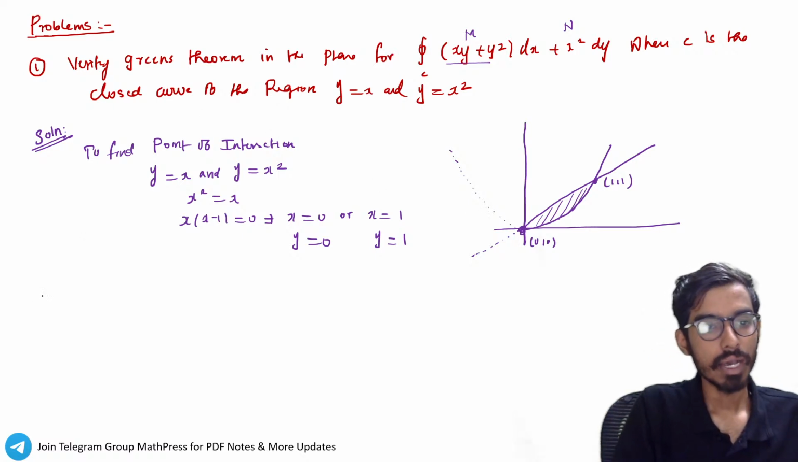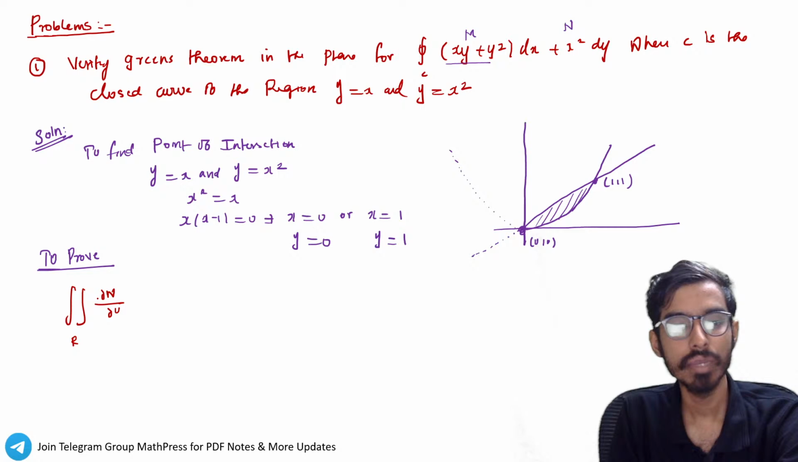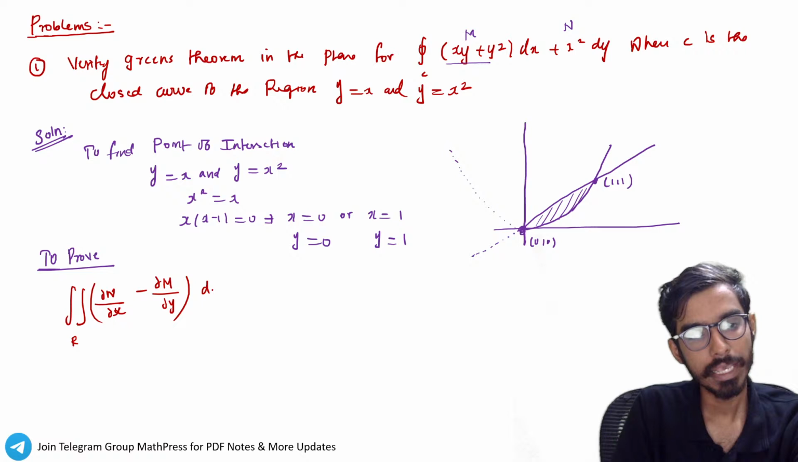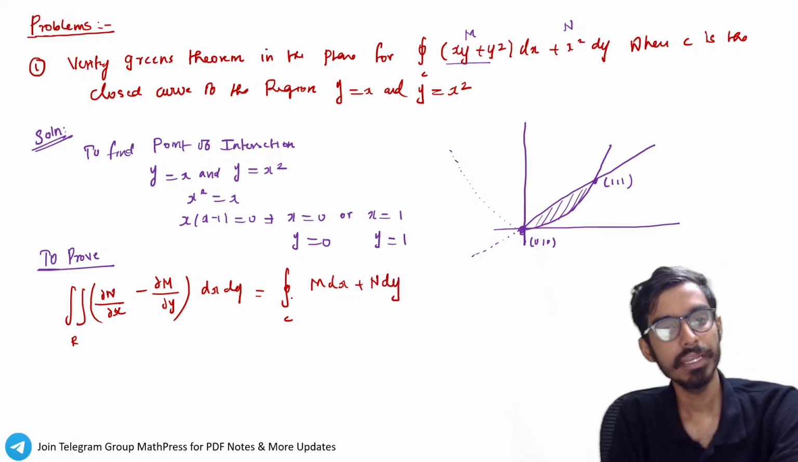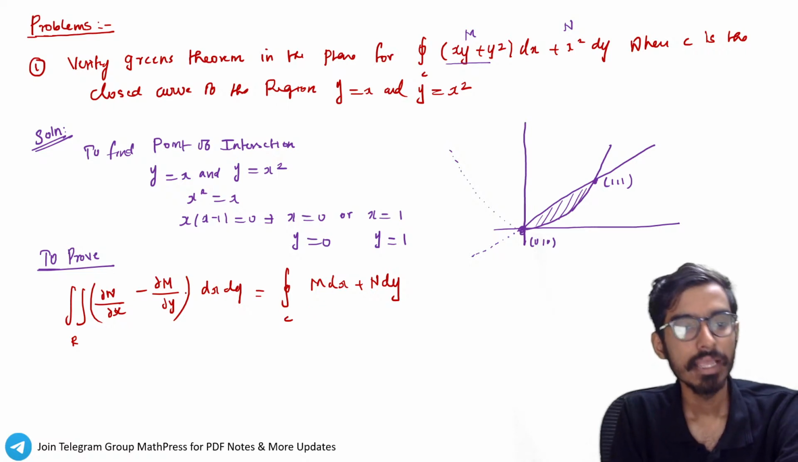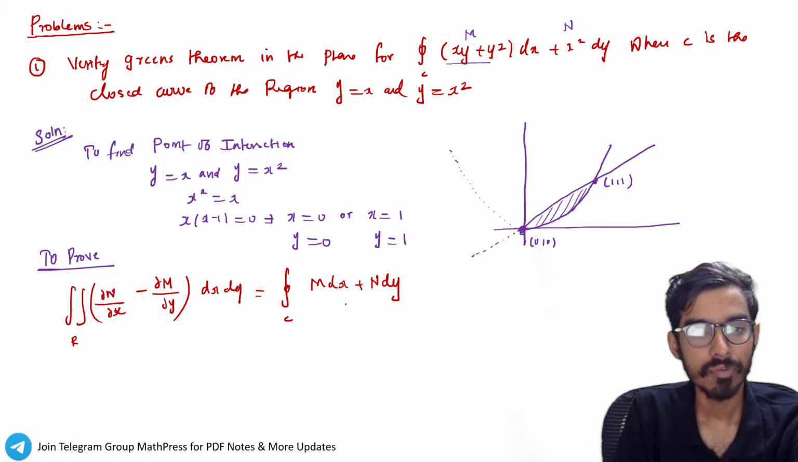Now what we need to verify, to prove. We need to prove that the double integral over R of dou n by dou x minus dou m by dou y dx dy is equal to the integral over C of m dx plus n dy, right? First we will find the line integral, and then we will find this double integral, and then we will say both are equal. So first we will find this.